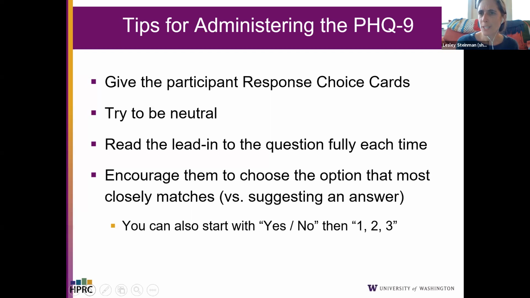I'll pause here though. Other tips that folks have used when doing the PHQ-9 that would be helpful to all of us to know as we train.